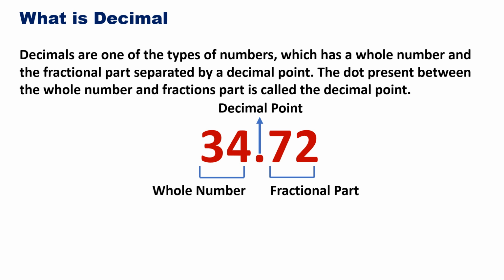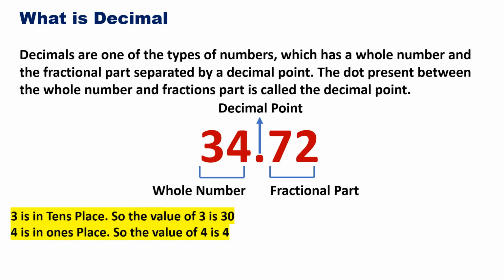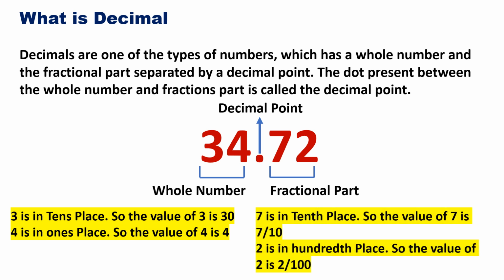Okay, as we are saying 34.72, in 34, the 3 is placed in the tens place. So the value is 3 times 10, that means 30. 4 is in the ones place. So the value is 4 into 1, 4. But in the fractional part, how will we do it? 7 is in the tenths place. Be careful, it is the tenths place. So the value of 7 is 7 into 1 by 10, that means 7 by 10. 2 is in the hundredths place. So the value is 2 by 100. Tenth means 1 by 10. Hundredth means 1 by 100.